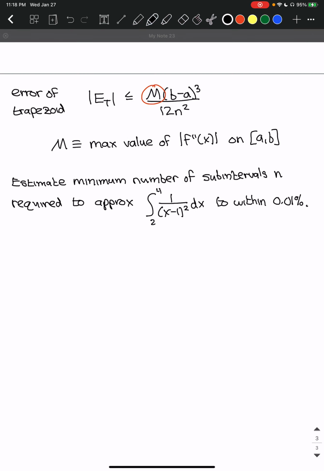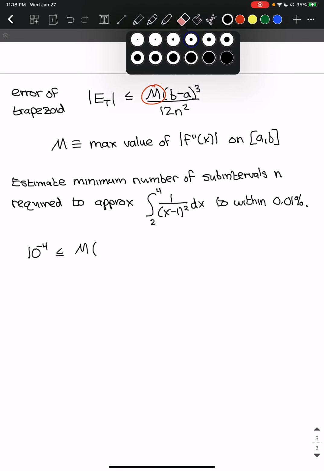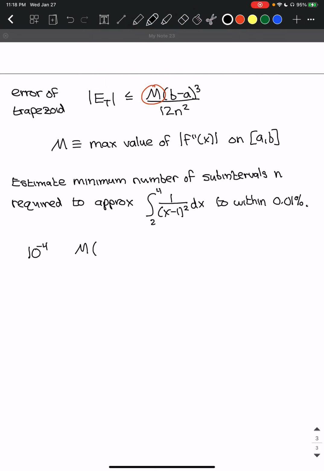All right, so we literally plug everything in. Our error is 10 to the minus 4. I have to be a little bit below that, right? So my M, I'm going to keep just as it is until we solve it. I can have at maximum 10 to the minus 4, so I need to be below that.